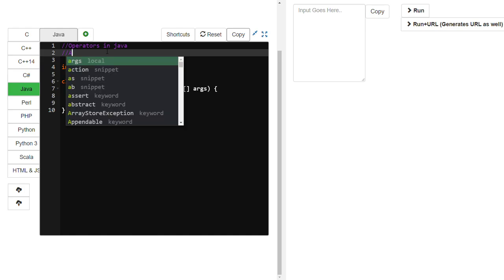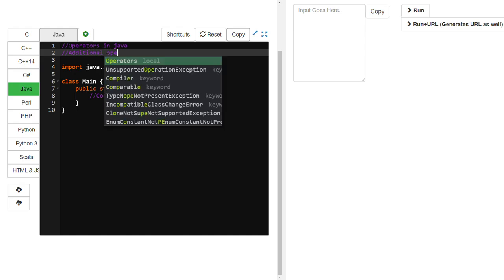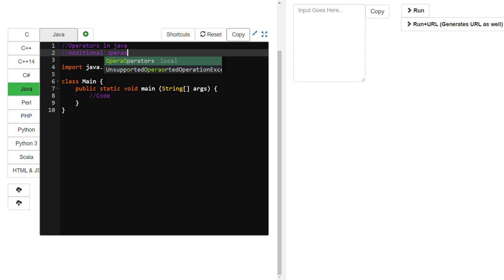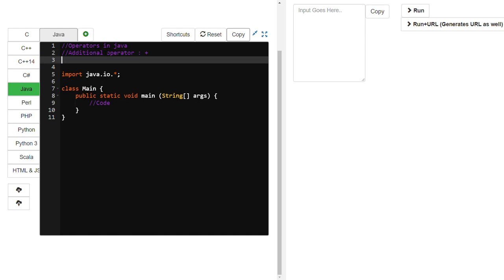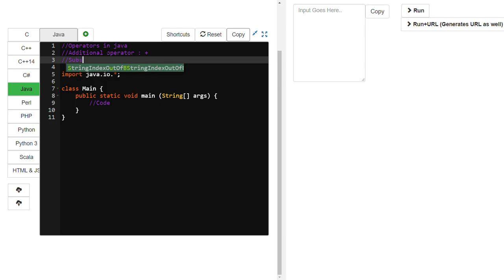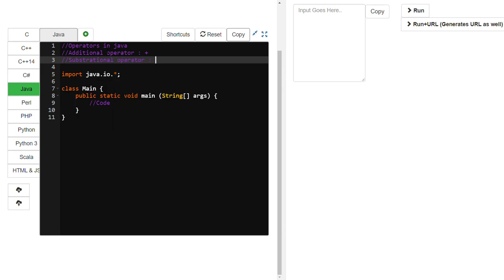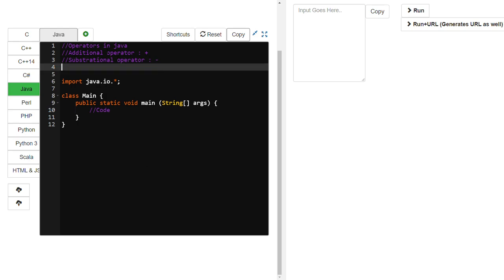First one is addition operator. It is denoted by plus. Next one is subtraction operator. It is denoted by minus.